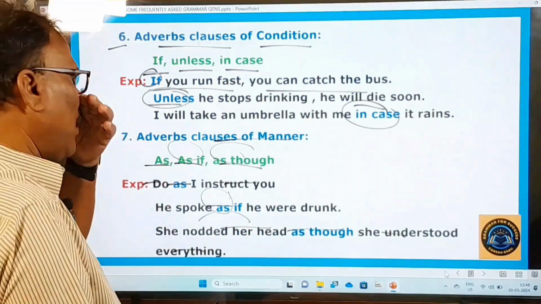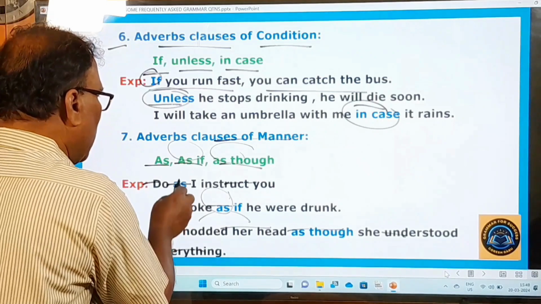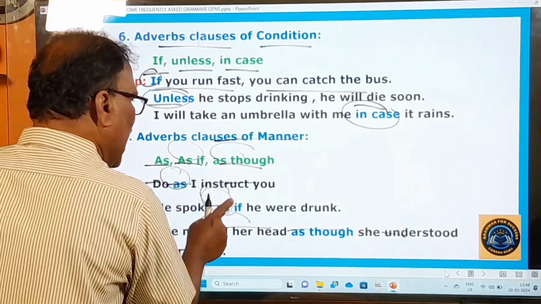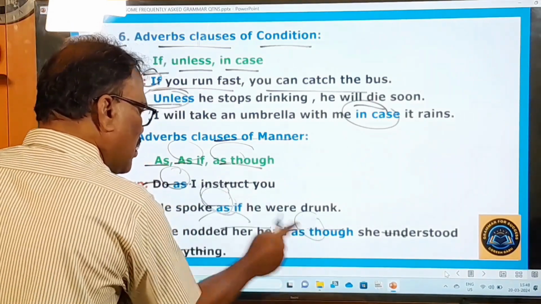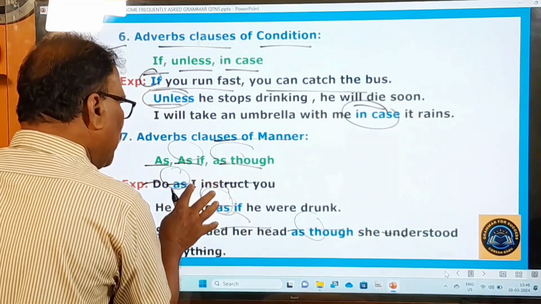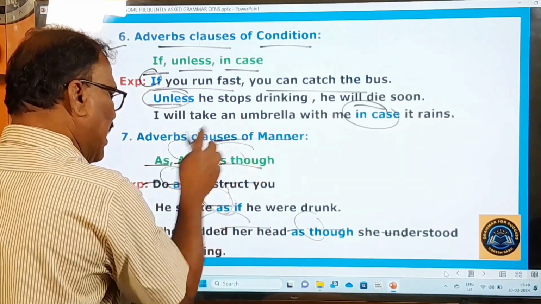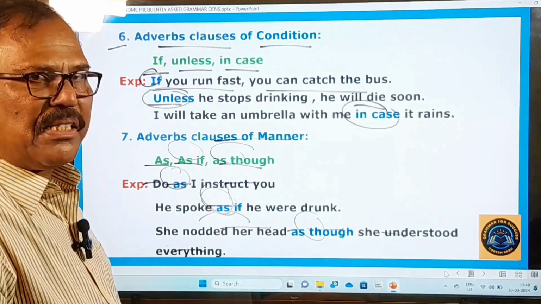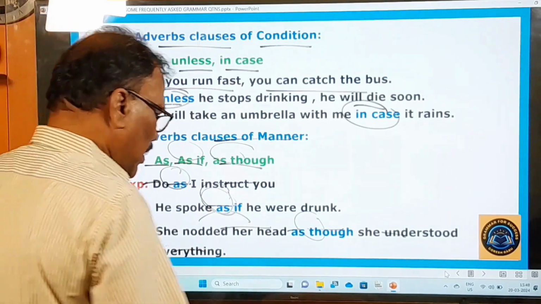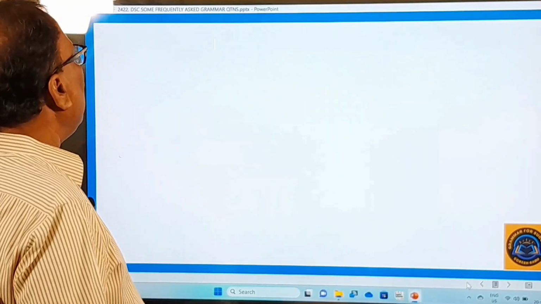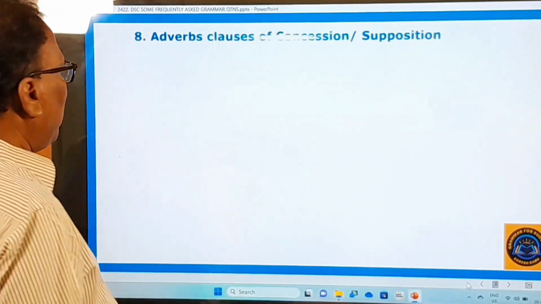Whatever the meaning of these sentences, in all these examples you find that as if, as though are used. These are all subordinating conjunctions that introduce adverb clauses of manner, and they are all therefore complex sentences. Now let's move on to learn other things. Now let us learn about the last round of adverb clauses.